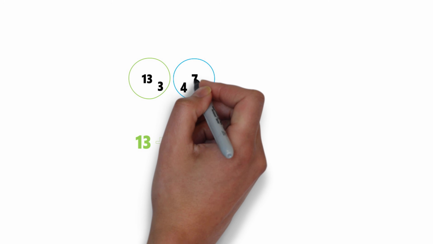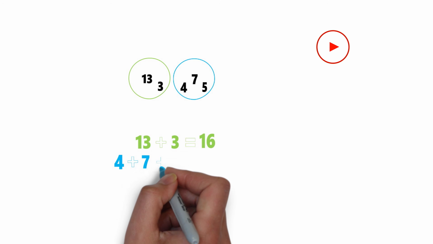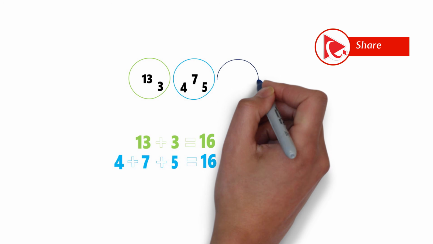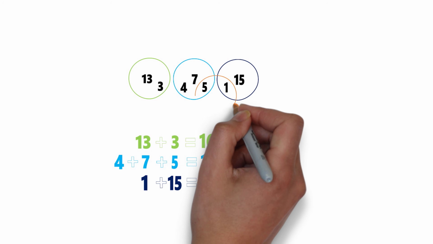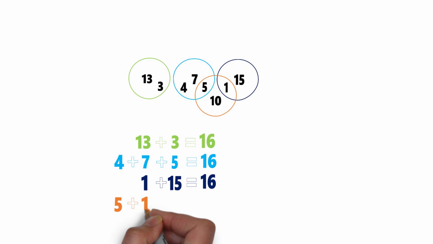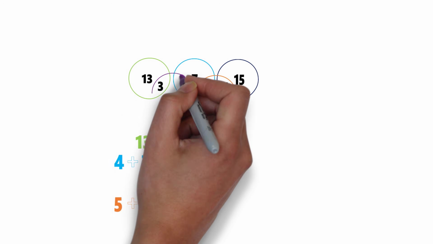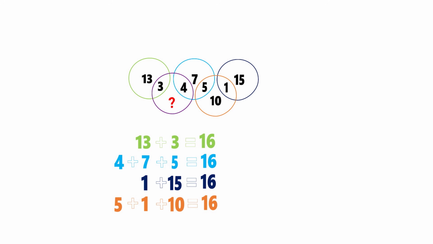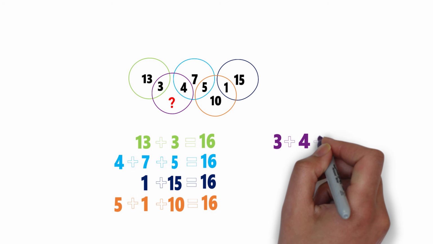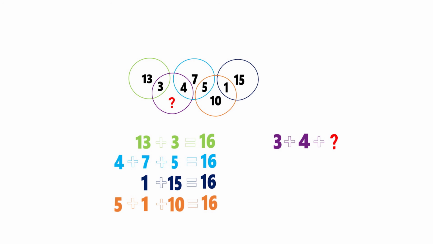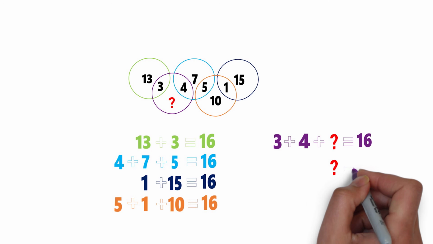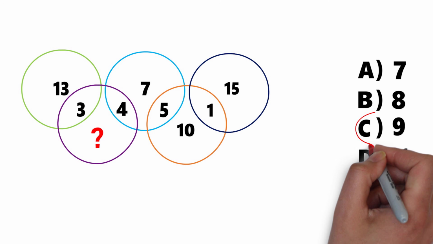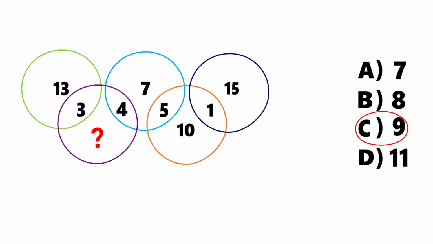In the blue circle, we have numbers 4 plus 7 plus 5, and all of them add up to 16. In the black circle, we have 1 and 15, which also adds up to 16. And in the orange circle, we have 5 plus 1 plus 10, which also equals 16. So to calculate the question mark, which is the missing number, we need to add 3 plus 4 plus the question mark and make an equation to make it equal 16. After doing the calculation, you see that the missing number equals 9. So the correct choice here is choice C, 9. Hopefully you've nailed this question and now know how to answer similar problems in the test.